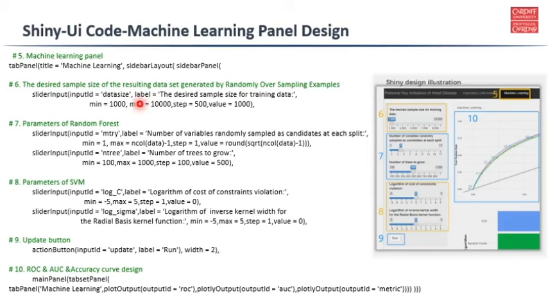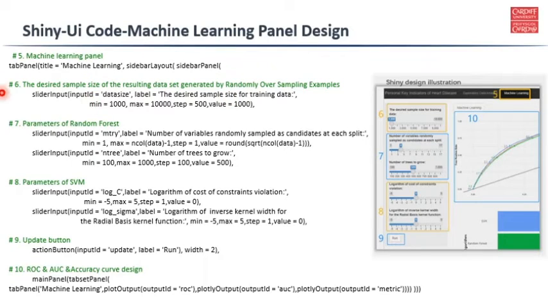Then we start to design the machine learning panel. It starts with the panel title, and we set the parameters of training samples, the random forest and SVM algorithms. Users can adjust the parameters based on their needs and form different visual results. One thing to note is that naive Bayes models don't need any adjustable parameters.